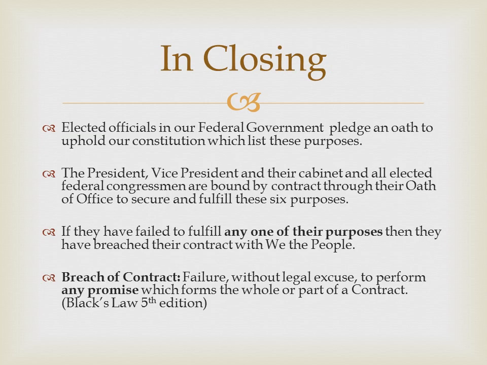In closing, elected officials in our federal government pledge an oath to uphold our Constitution, which lists these purposes. The President, Vice President, and their Cabinet, and all elected federal congressmen are bound by contract through their oath of office to secure and fulfill these 6 purposes. If they have failed to fulfill any one of their purposes, then they have breached their contract with we the people. Breach of contract means failure without legal excuse to perform any promise which forms the whole or part of a contract.